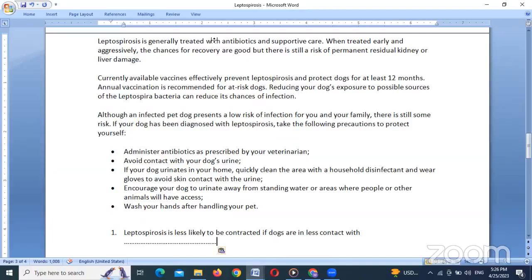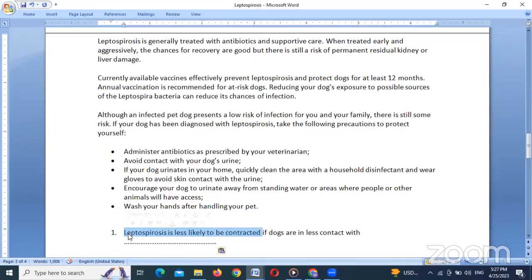Sir, can I tell you my answer? Yes, please. The second paragraph: reducing your dog's exposure to possible sources of the leptospira bacteria can reduce its chances of infection. So leptospirosis is less likely to be contracted if dogs are in less contact with possible sources.